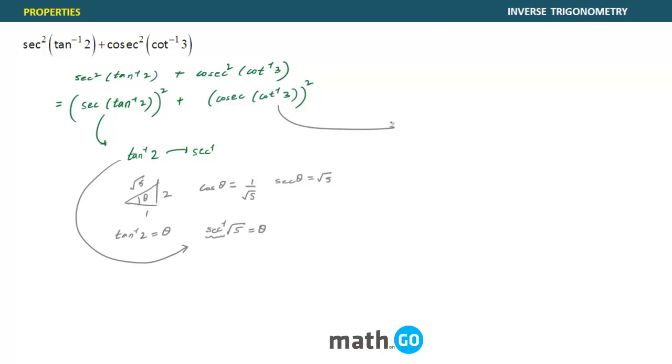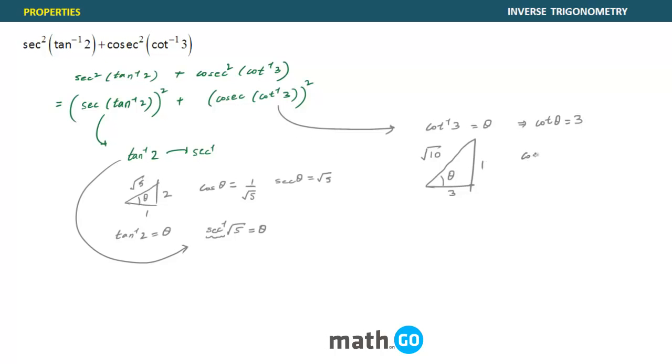Similarly, I'll convert this cot inverse 3 again by using the triangle, 90 degrees here, that is theta, and cot inverse. So cot inverse, I'll assume this is theta. So this implies cot theta is equal to 3. Cot theta is nothing but base upon perpendicular, the opposite of tan, right? So this is 3 now and this is 1. So this becomes nothing but 1 by root 10. Okay.